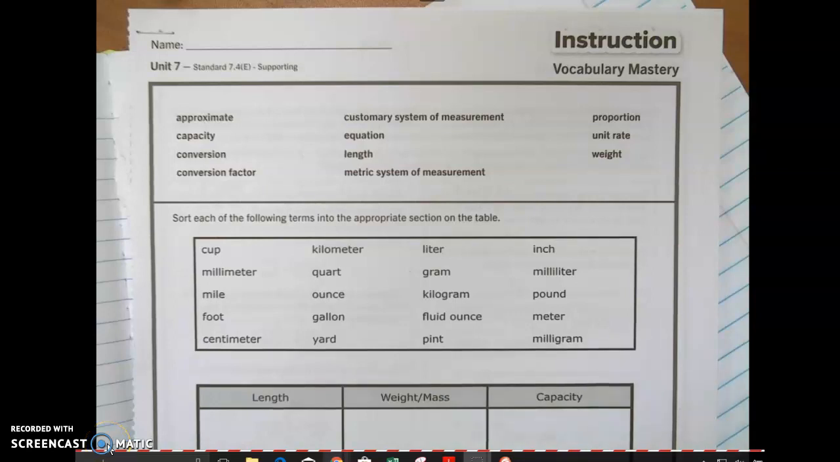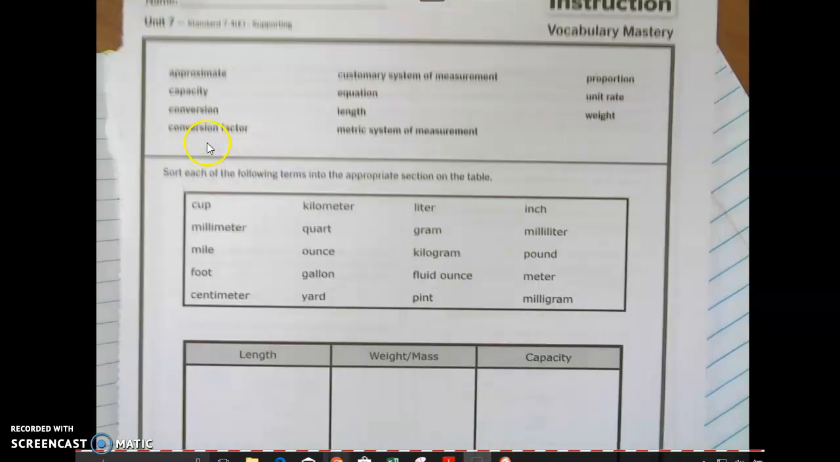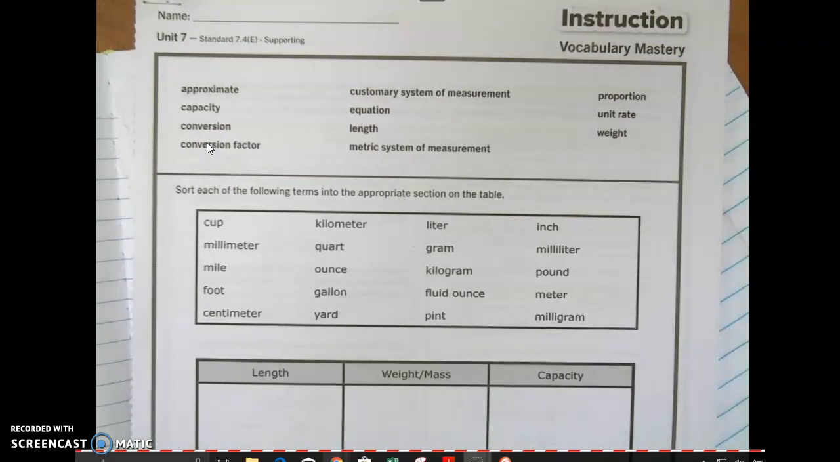Okay, real quick, on page 69, looking over what we have from the Think Up Math book. They have given us a set of vocab words. Approximate. What does approximate mean? Hand, please. Yes, ma'am. To estimate or to guess. Capacity. What is capacity?